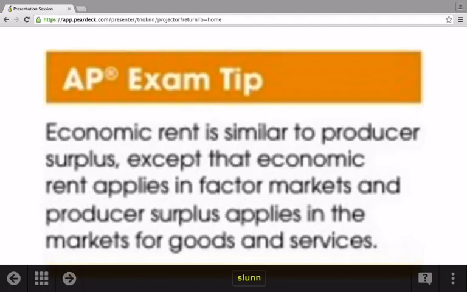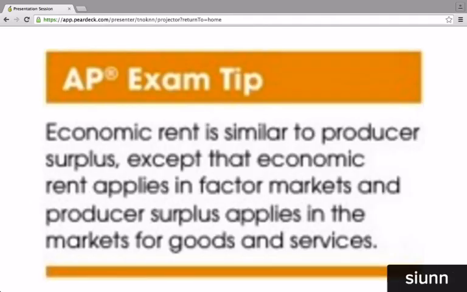So economic rent is similar to producer surplus. Think of it that way, okay? Except that economic rent applies in factor markets and producer surplus applies in the markets for goods and services, the product market. But you can think of it the same way.